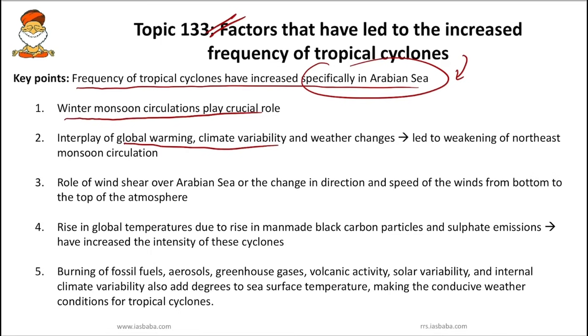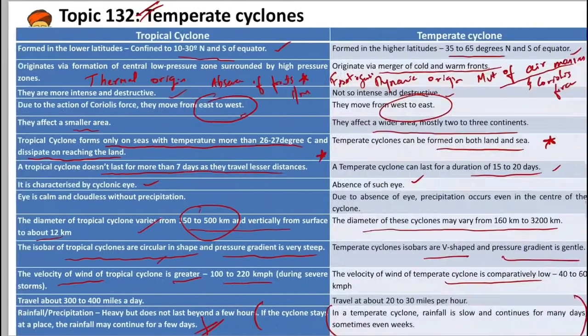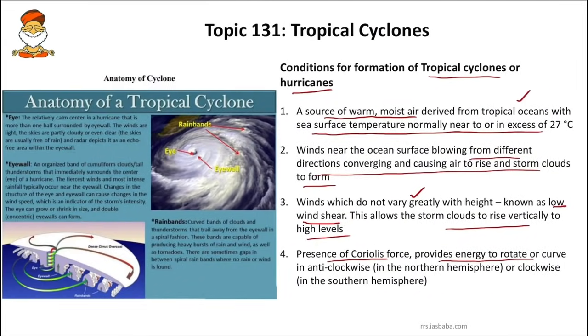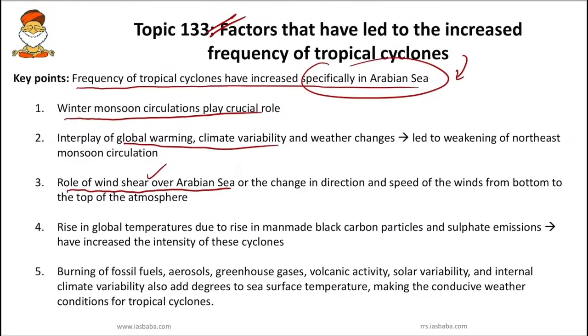So here winter monsoon circulation plays an important role. You have to remember. And next, the role of wind shear over the Arabian Sea. When I was discussing tropical cyclones earlier, I had discussed wind shear: winds which do not vary greatly with height. So a low wind shear is one of the conditions for the formation of a tropical cyclone. What is happening? Usually the wind shear across the Arabian Sea is high. However, recently this wind shear is becoming low. So you have to know why this wind shear is weakening in the Arabian Sea.